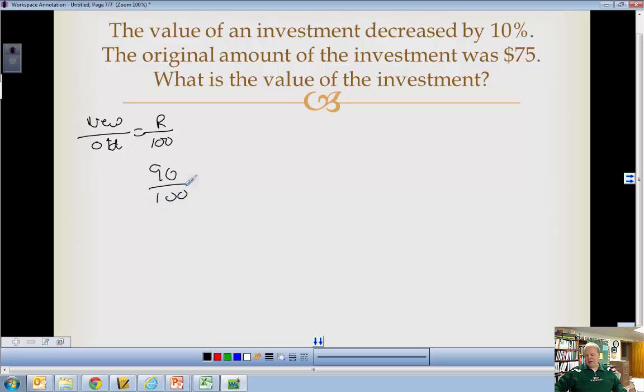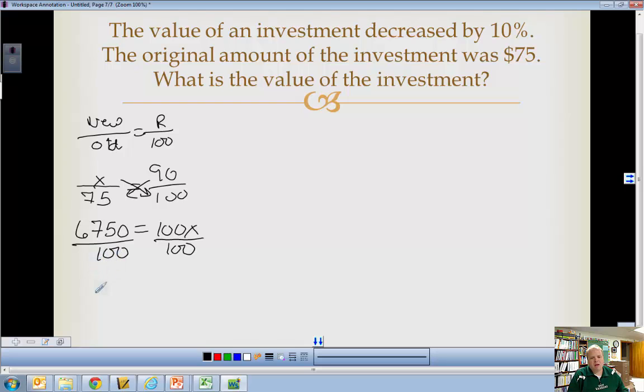Now you have to look at the other side of the proportion as my new over my old. Well, the original amount of the investment was $75, so 75 goes here and x goes here. There again, now we can cross multiply. When I cross multiply, I'm going to get 6,750 equals 100x. Now I'm going to divide by 100. I'm going to get $67.50 equals x.